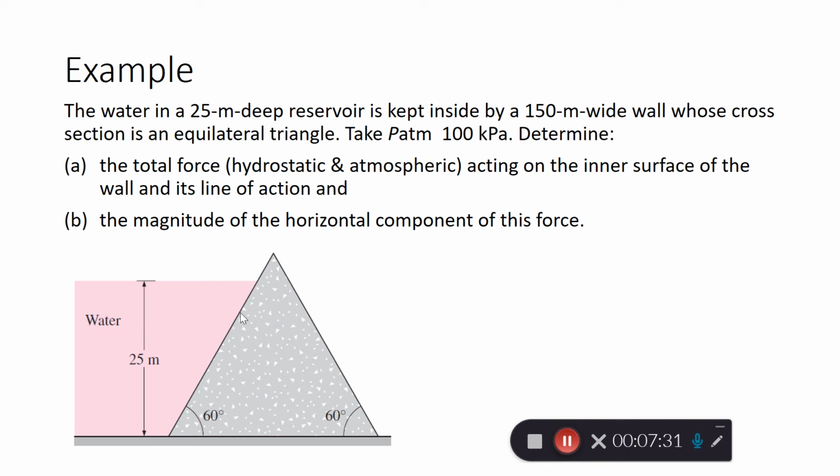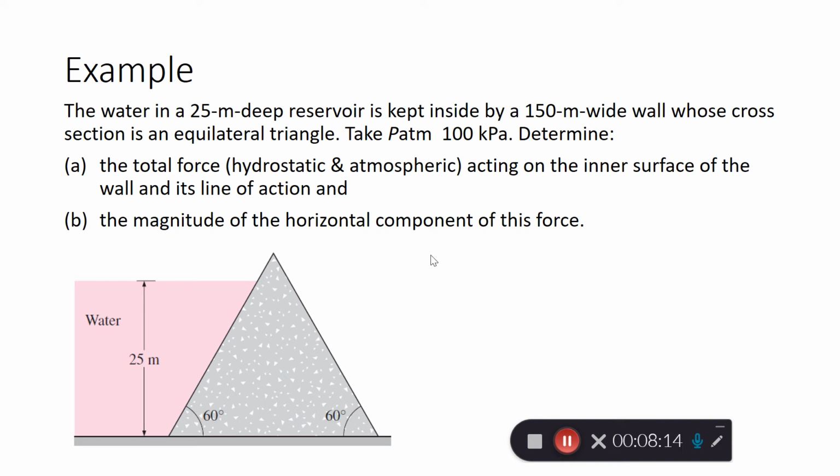Okay, so we have to determine the total force acting on the inner surface of the wall and its line of action. Before this, we have conveniently ignored the atmospheric pressure because it acts on both sides. Now here, the question wants you to include the atmospheric pressure when calculating the total resultant force. And the line of action means YP.